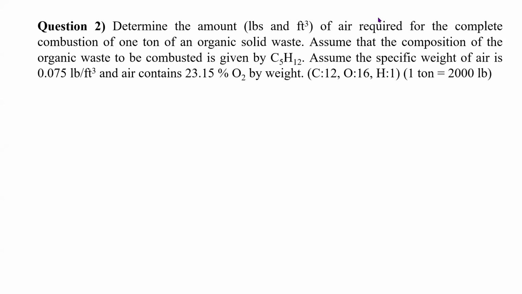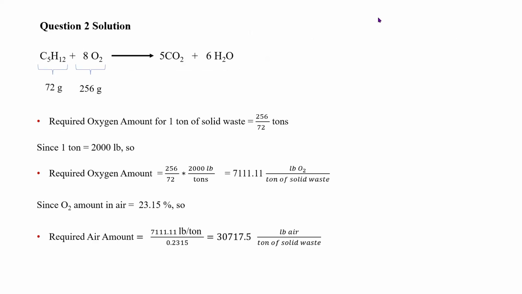There is also one more piece of information about the unit conversion from ton to pound. By using this information, we need to estimate the air required for the complete combustion of 1 ton of solid waste. But before jumping to the solution, let's have a look at our chemical reaction. According to this chemical reaction, to combust 1 mole of solid waste, or let's say pentane, 8 moles of oxygen is required.